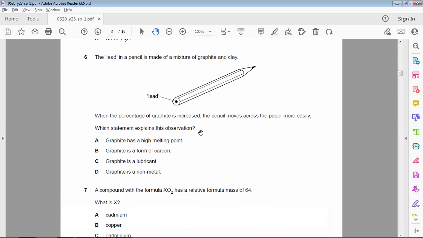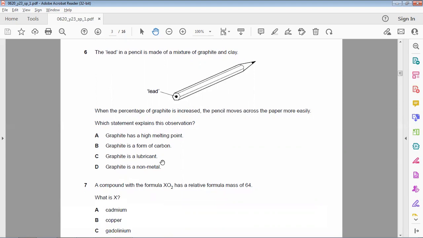Well, we have studied in the bonding chapter that the structure of graphite is layered. It has covalently bonded hexagonal rings of carbon, which can slide over each other. That structure gives graphite the lubrication property, so it's used as a lubricant. So that's why the answer will be C. Graphite is a lubricant. That explains why it moves on the paper more easily.